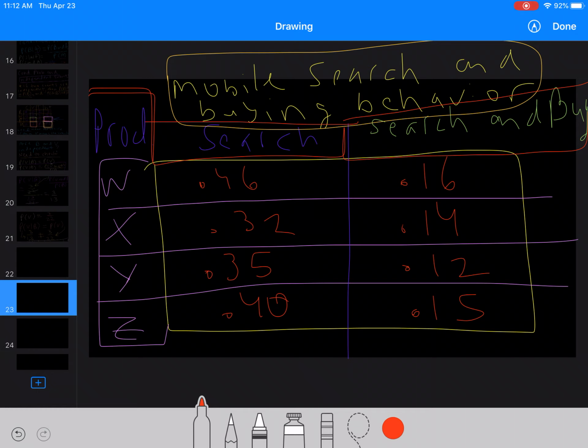Search, these are all in decimals, which can be converted to percentages. So if we look at 0.46, that's the same thing as 46%. So maybe 46% of people search for product W. And on the second column, search and buy, that means they searched and they bought the product. So 16% of people did that. So that's how the table is set up.